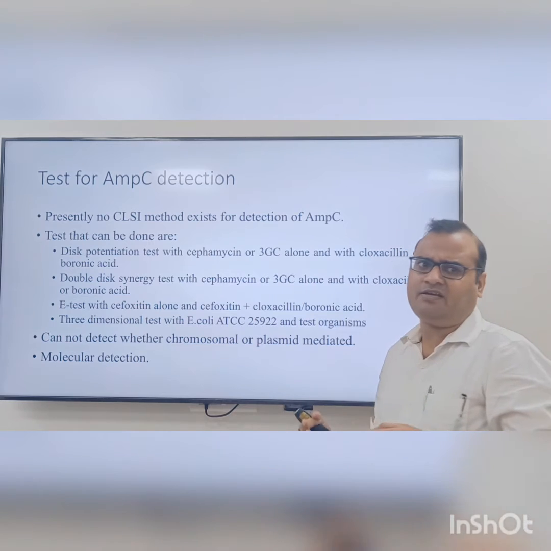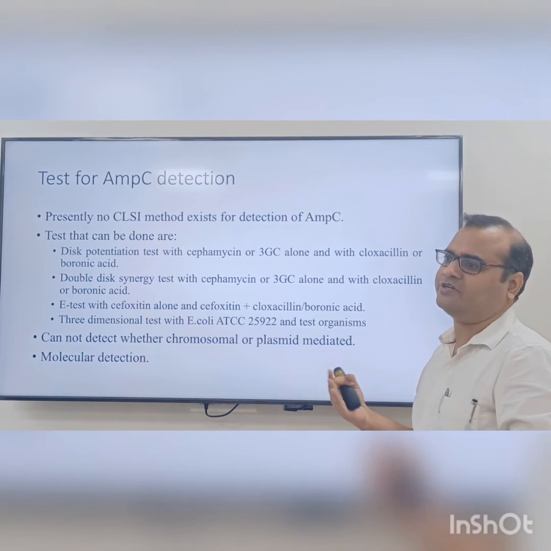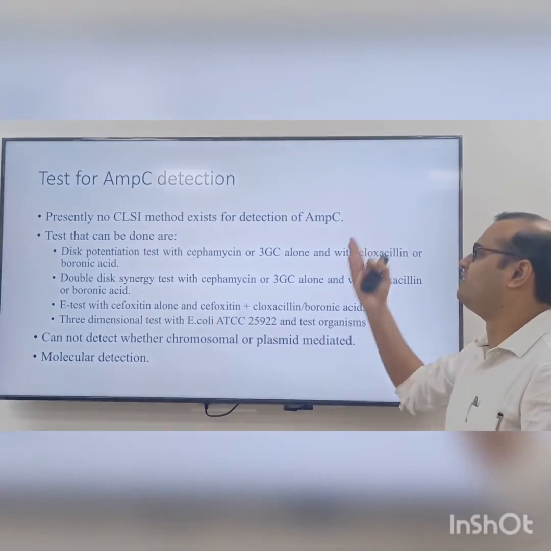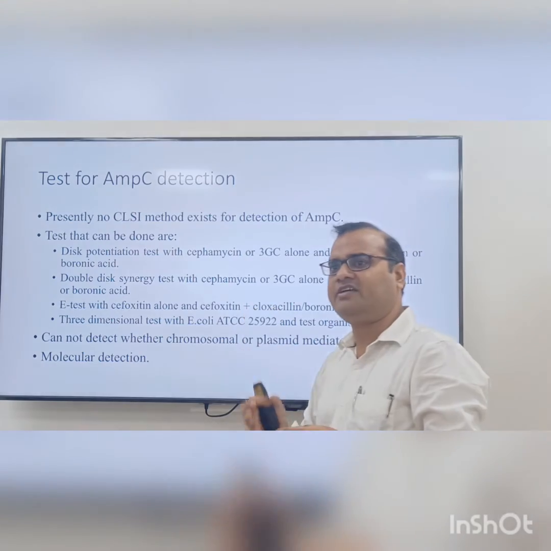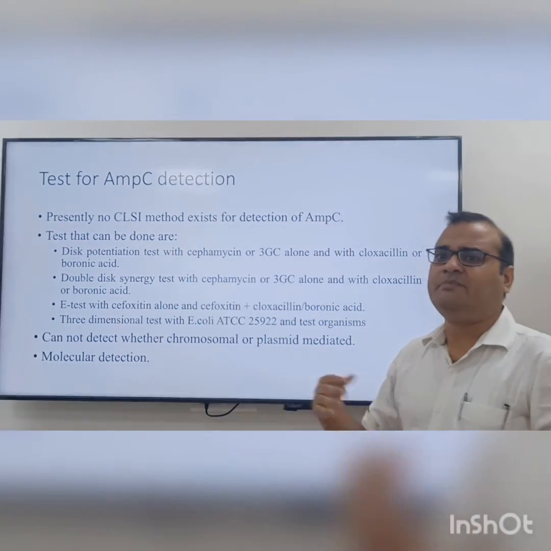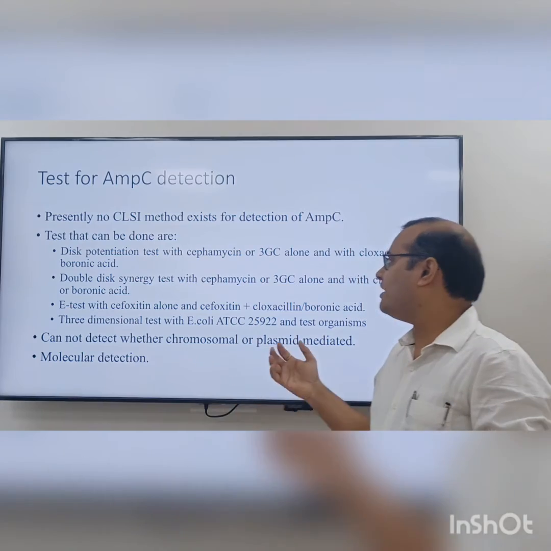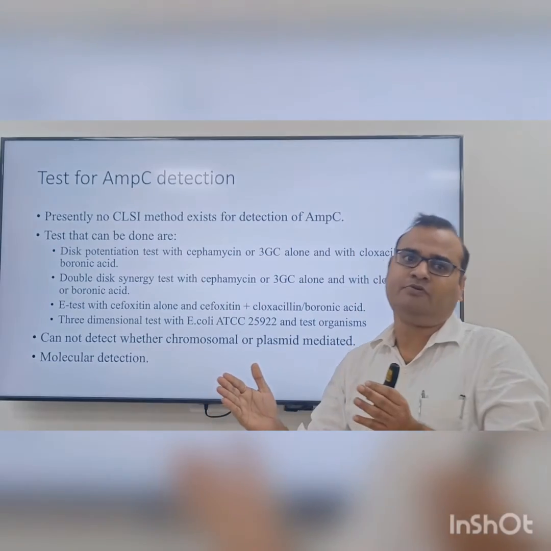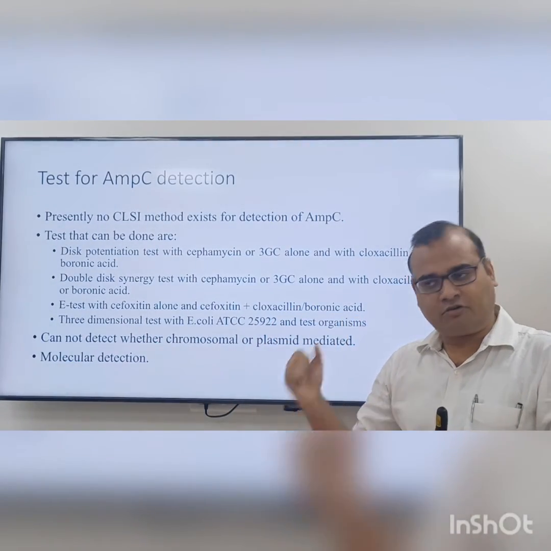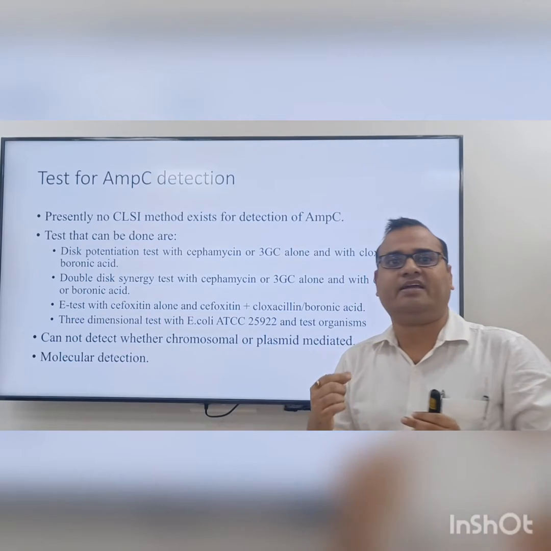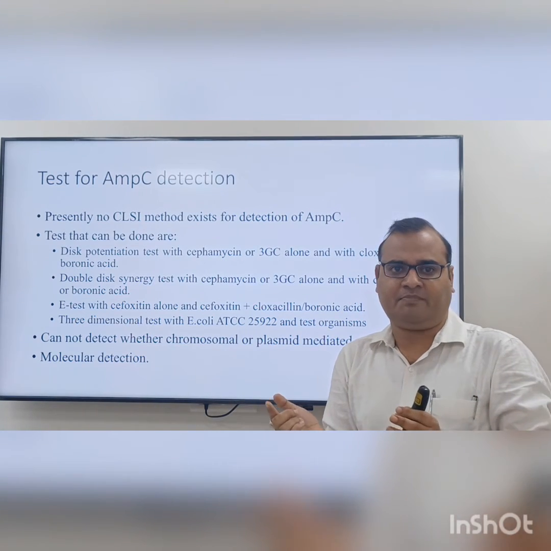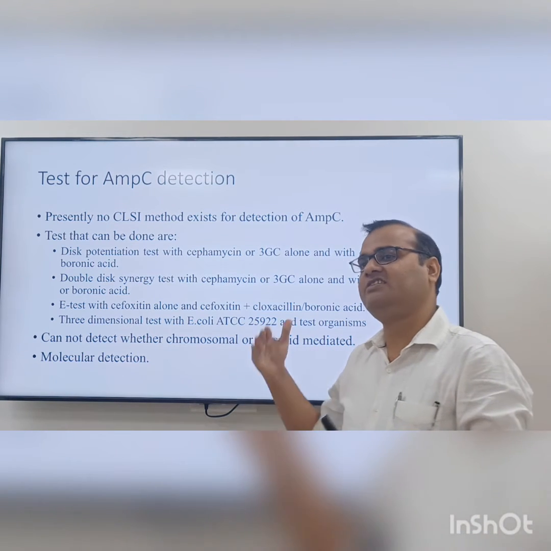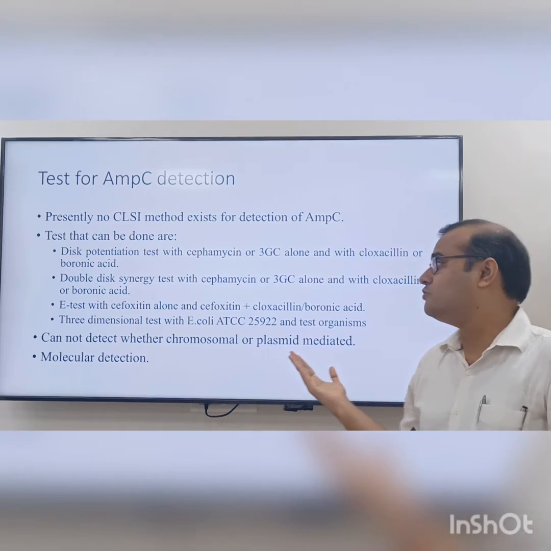Other tests published in the literature are the disc potentiation test with a cephamycin or third generation cephalosporin alone and with cloxacillin or boronic acid. Cloxacillin and boronic acid are not inhibited by AmpC beta-lactamases. So if we put a cephamycin like cefoxitin, and beside that we put cefoxitin with cloxacillin or boronic acid, and we get an enhanced zone of at least more than 5 mm compared to the cefoxitin disc alone, we may think that this might be an AmpC producer.